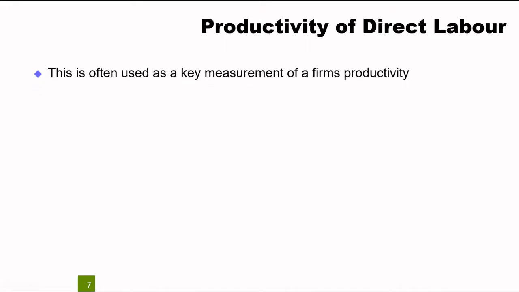So this is often used as a key measurement of a firm's productivity. Now, there are two things. You can hire people on salary. You can hire operators on salary. It means whether they produce 99 pieces or 100 pieces or 101 pieces, they'll get their salaries. That is one. There is a piece rate system. That's the second type. In the piece rate system, the number of pieces you produce, you will be paid according to every piece. That is piece rate. So that is again productivity of direct labor. Now this is often used as a key measurement of a firm's productivity.